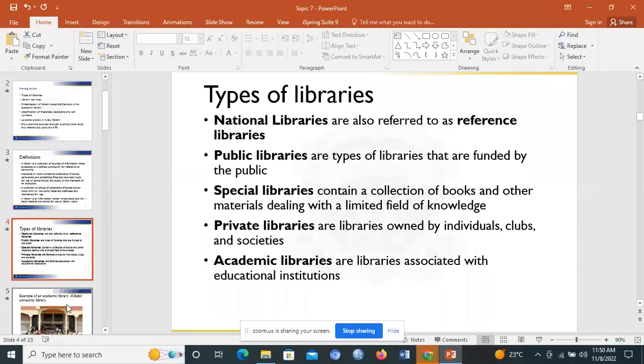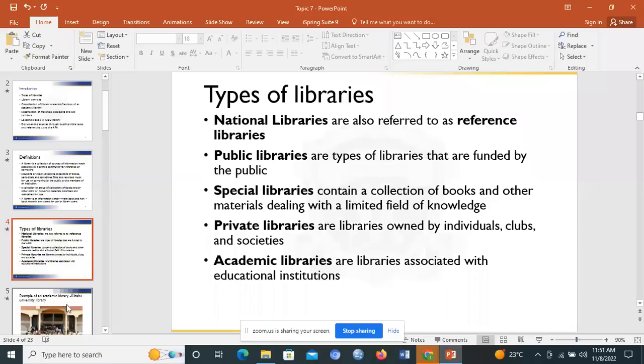Then we have what we call public libraries, and these are funded by the public. We have these again in major cities, like I know there is one in Nairobi, one in Kisumu. I'm sure they are soon going to be developed in other major towns, and these are open to the public. Again, they contain information materials from a variety of subject areas.